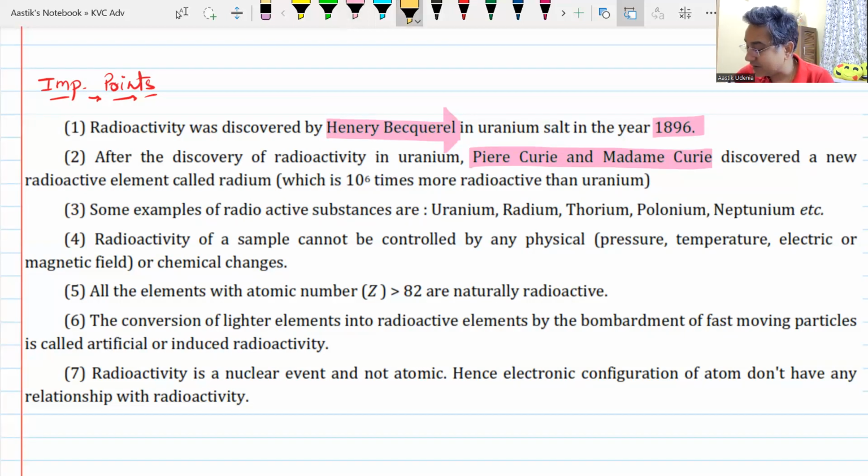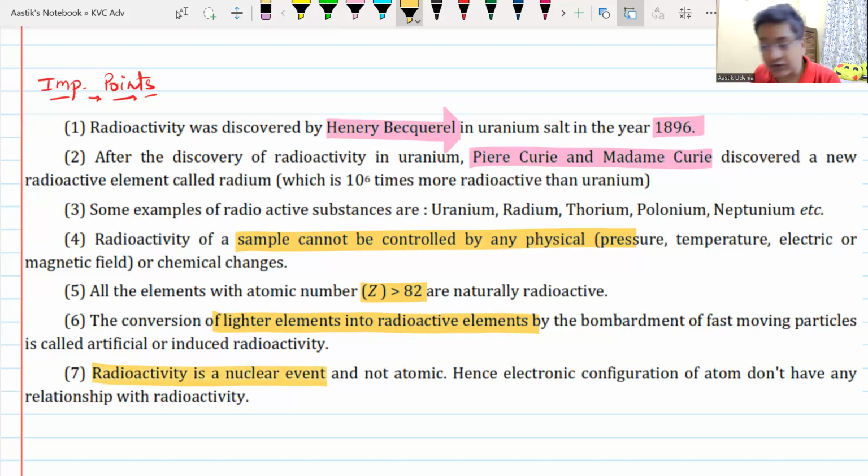The radioactivity of a sample cannot be controlled by any physical methods or changes. All elements with atomic number greater than 82 are naturally radioactive. The conversion of lighter elements into radioactive elements is how you produce radioactive elements. You bombard the lighter ones which are readily present with smaller particles and you produce radioactive materials, and then you do all these funny things. Radioactivity is a nuclear event, not an atomic event. Just note down these points.